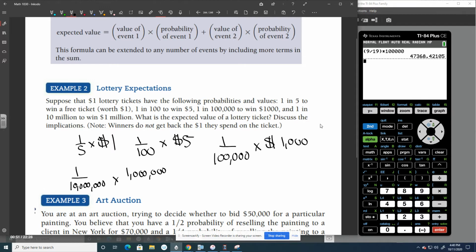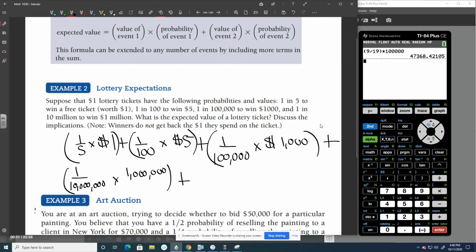So the chances of winning a dollar ticket are 1 in 5. The chances of winning a $5 ticket are 1 in 100. So we're going to times those and add it to these times together, and then add that to these times together. But there's one that we forget. We have to add the fact that we are buying a ticket, because that's also part of this process.